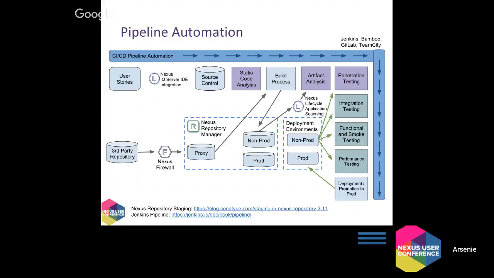Nexus repository staging has been released recently, and I provided a link at the bottom that helps assist you in implementing this into your organization. It does tagging on your build artifacts to mark that they have passed your build and deployment process. So the link is on the bottom. More information is there.